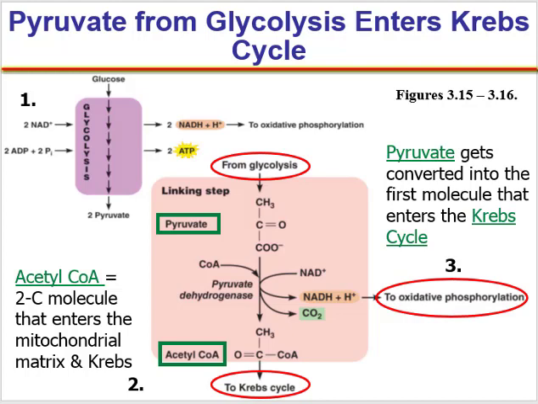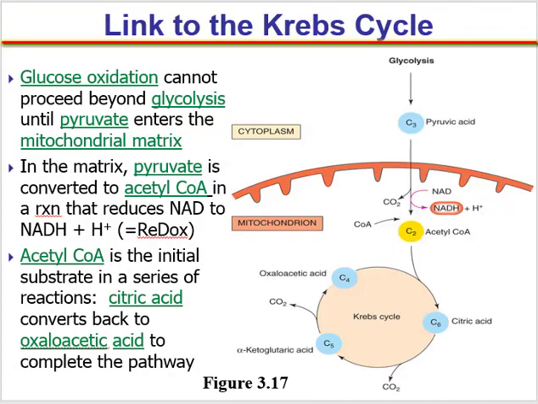Okay, so we're reducing the carbon skeleton, highlighted here in the pink box, from a 3-carbon pyruvate to a 2-carbon acetyl-CoA. And in figure 317, we see the acetyl-CoA entering the Krebs cycle here at the top, and it meets with oxaloacetic acid from the citrate to form citrate. Oftentimes, the Krebs cycle is called the citric acid cycle.